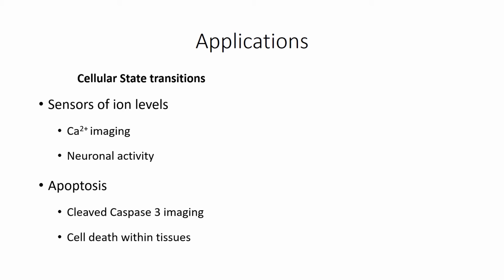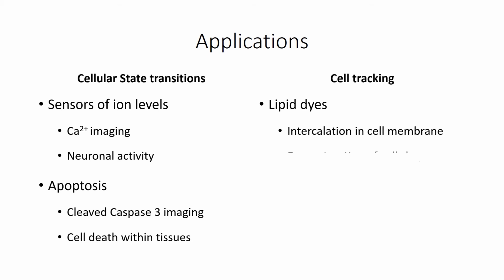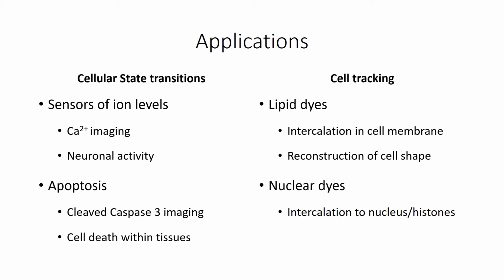Another field where live dyes are employed is cell tracking. For this, we can either use lipids, which intercalate with the cell membrane to allow the reconstruction of single cell shapes, or nuclear dyes that are more favorable to use for common tracking softwares and can provide information on mitotic status of the cell imaged.